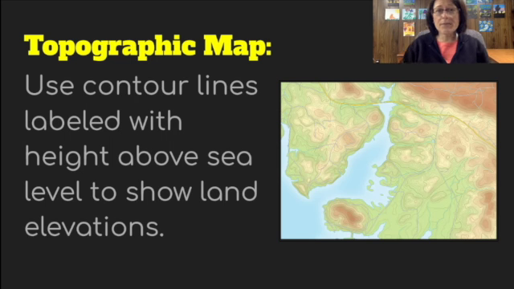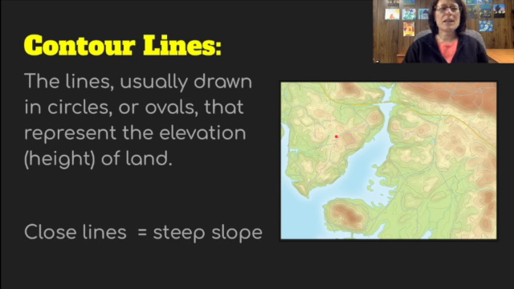There's also topographic maps. Maybe you've seen one of these before. They use contour lines labeled with height above sea level to show land elevation. So you see all of these lines? Those are called contour lines. And the lines are usually drawn in circles or ovals that represent the elevation height of the land. You can see right here, they're drawn in circles. Right here, a circle. Okay, connecting every spot on that map that is at that elevation in that area.